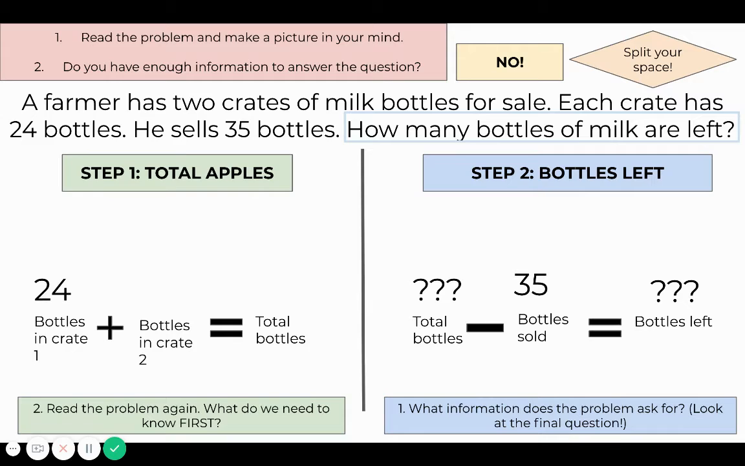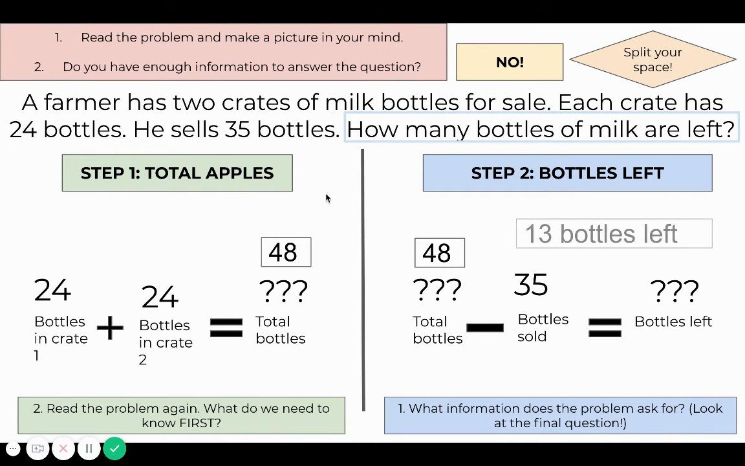I know there are 24 bottles in the first crate and 24 bottles in the second crate because each crate has 24 bottles. And then I got to solve for the total. All right, 24 plus 24, that equals 48 total bottles. I take that number 48 and I plug it in to my second equation. 48 total bottles minus 35 bottles sold gets 13 bottles left over.